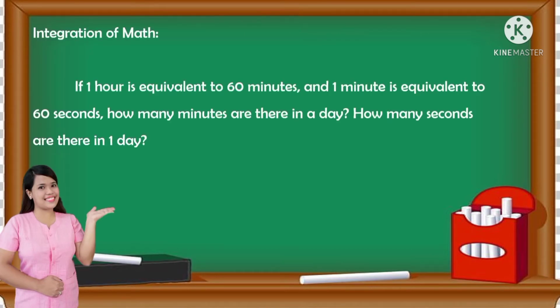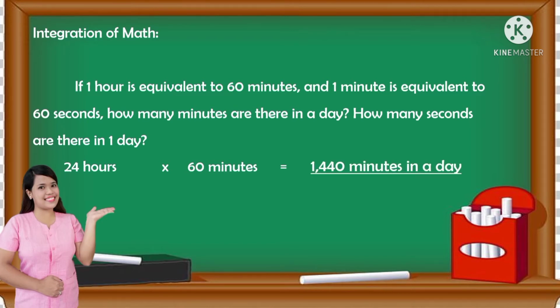So in this case, if 1 hour is equivalent to 60 minutes and 1 minute is equivalent to 60 seconds, how many minutes are there in a day? How many seconds are there in 1 day? Let's find out. If 1 day is equivalent to 24 hours and 1 hour is equivalent to 60 minutes, then 24 hours times 60 minutes is equal to 1,440 minutes in a day.